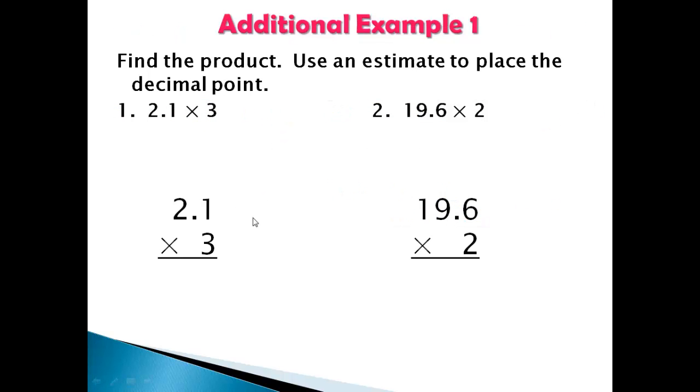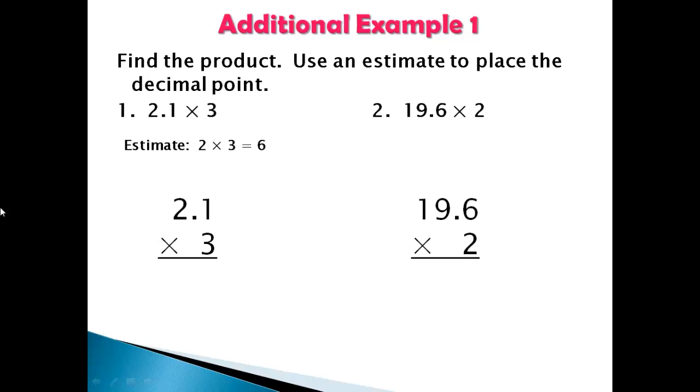Now we have a couple of additional examples. You can pause the video and try them on your own, or you may follow along. We're going to find the product, and we're going to use an estimate to place the decimal point. For number 1, we have 2 1/10 times 3. If we estimate this, we're going to say this is about 2 times 3, which equals 6.